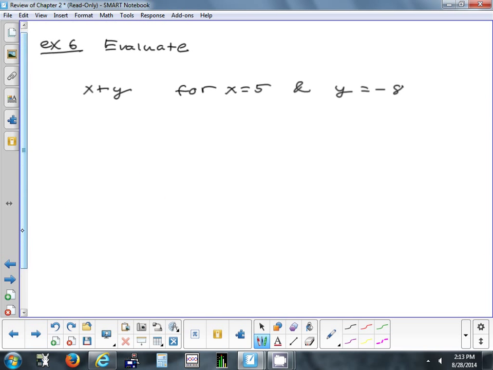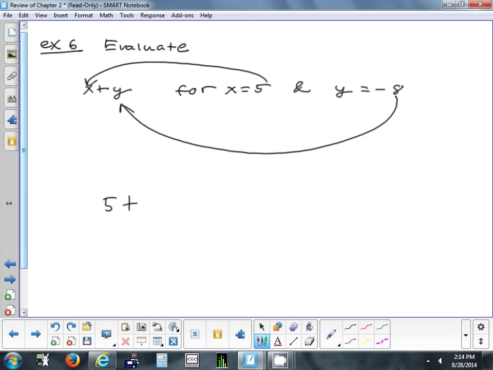Okay, evaluate. What does evaluate mean? We talked about that yesterday. Plug in. Exactly. Plug in. How do we know what to plug in? Right, they tell you. They tell you what to use for X, and they tell you what to use for Y. What are we going to use for X in this case? Yeah, we're going to put a 5 right there. What about for Y? -8. We're going to plug that in right there. And what are we doing with X and Y? What operation? We're adding them up. We have 5 plus -8.